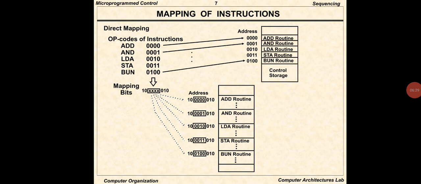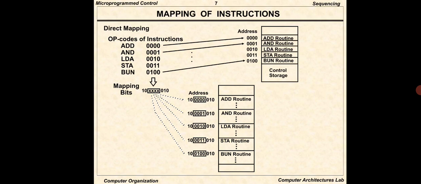Coming to the mapping of instructions, how has it actually been mapped? We have a direct mapping and an indirect mapping here. Let us start with the direct mapping. In the direct mapping, you are going to have opcodes of instructions. Let us assume that I am having instructions called add, load accumulator, store accumulator, and branch. For each and every instruction, we are going to have opcodes such as 0000, 0001, 0010, 0011, 0100. These are the 4 bits used for the opcodes.